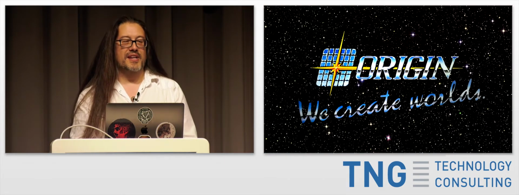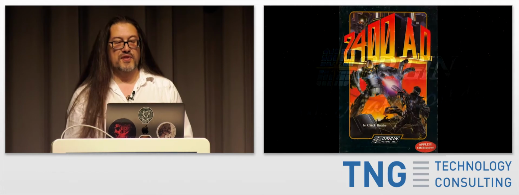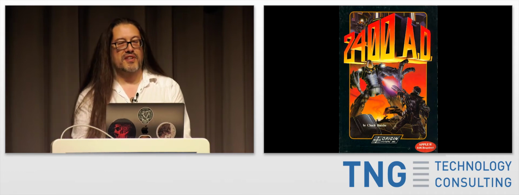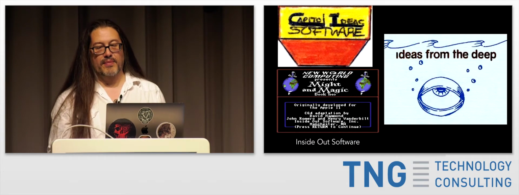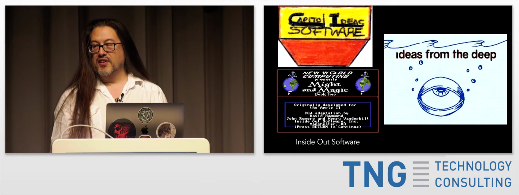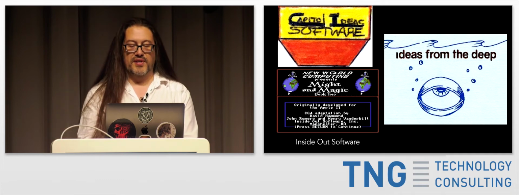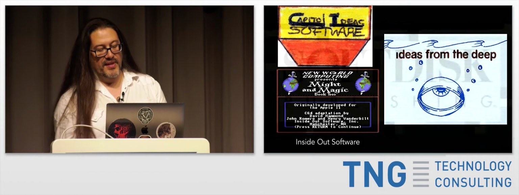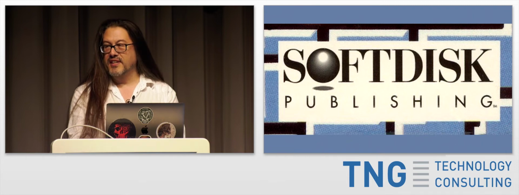So after high school, I kept making games. By 1987, I was working at Origin Systems. And my first job was porting 2400 AD, an RPG, from the Apple II to the Commodore 64. By this time, I had made 74 games and three previous startup game companies called Capital Idea Software, Inside Out Software, where I ported Might and Magic 2 to the Commodore 64, and Ideas from the Deep, and I was 21 years old. So I went to work at a company that was named SoftDisk at the start of 1989.